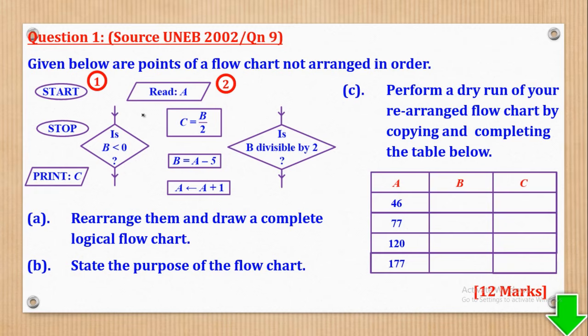Then from reading, the next will be the assignment. Now the assignment, how do you know? We have 2 assignments. There is this one for C and this one for B. Now how do you know which one will be first? To know depends on this dry run. So in the dry run, from A they went to B, followed by C. So from A, the first assignment of these 2 has to be B. That is why you have put 3 here.